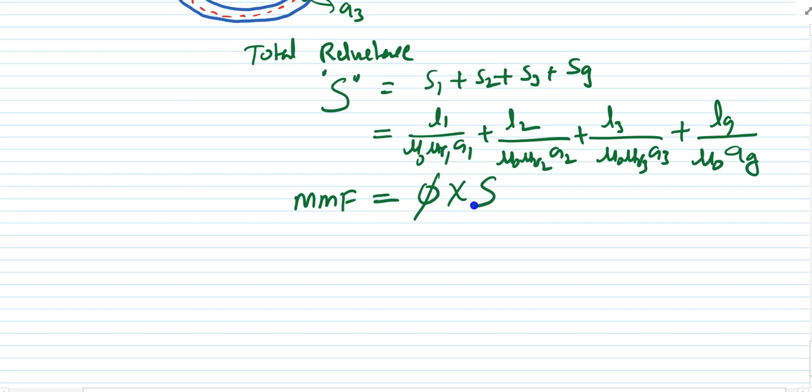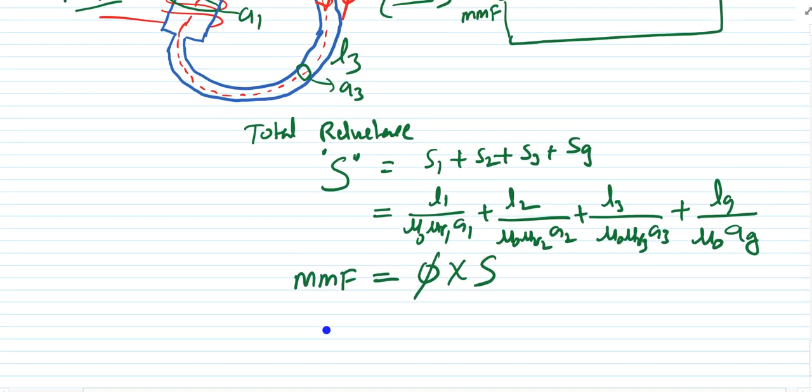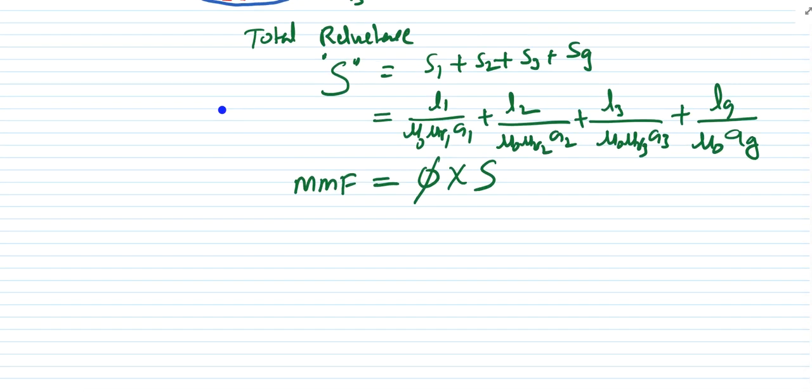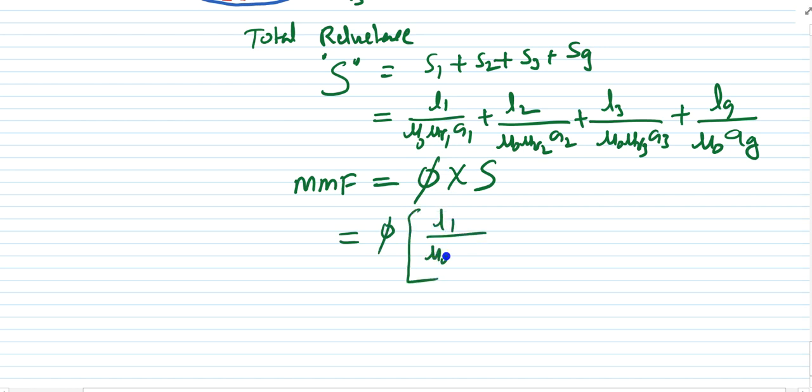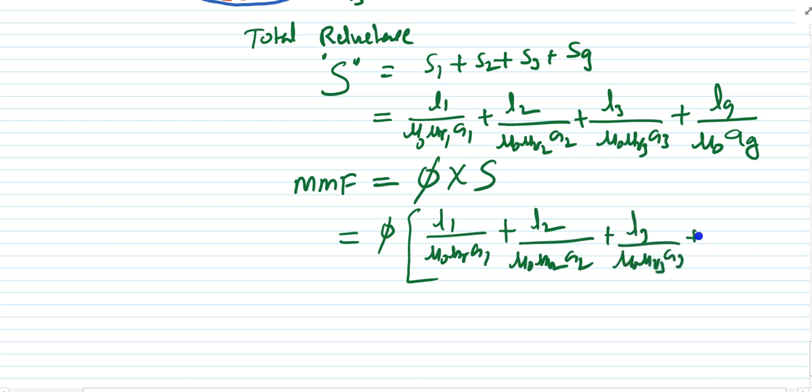So like that you can do the analysis of this. Whatever you want, you can do the analysis and try to understand the concept here, isn't it? So this is the R, and further you can implement this. Then this is the flux phi. This flux phi is going to be L1 by mu naught mu R1 A1 plus L2 by mu naught mu R2 A2 plus L3 by mu naught mu R3 A3 plus Lg by mu naught, it comes like this.